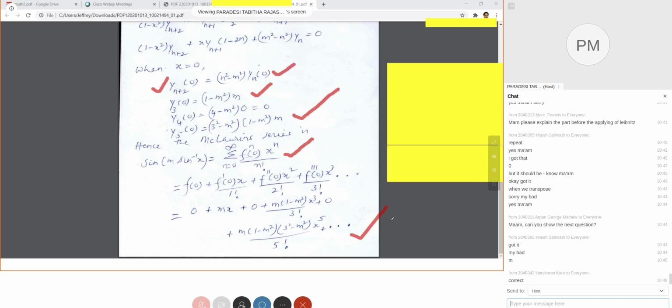Yeah. Simran has confirmed that the final answer is right. No typos anywhere. Yeah, only one typo was there that you have to remember. This we made a minus and this we made a plus. Yeah, that was the only typing mistake she said.